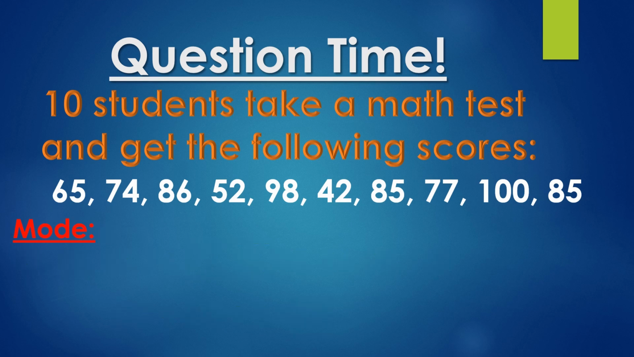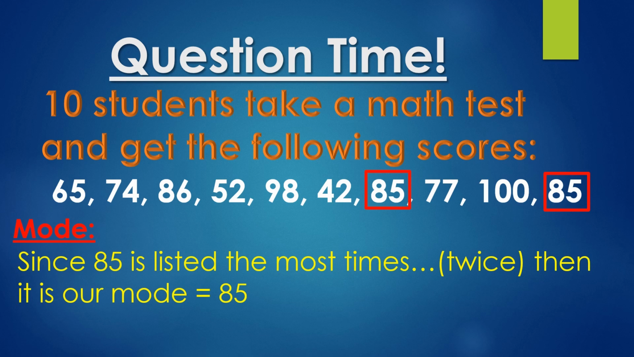And if you remember, the mode means the number that comes up the most amount of times in the sequence or set. So one way you can do this is by putting them in numerical order. Or if you can clearly see, as we can in this case, which number occurs more times than any others, you can just take those two numbers, or 3 numbers, or 5 numbers, and figure out which one comes up the most. So in this case, we can see that we have an 85 here, and an 85 here, and if you look at the rest of the numbers, none of them match up, none are mentioned more than once. So in this case, since 85 is listed the most times, twice, then it is our mode. 85 will be our mode for this example.